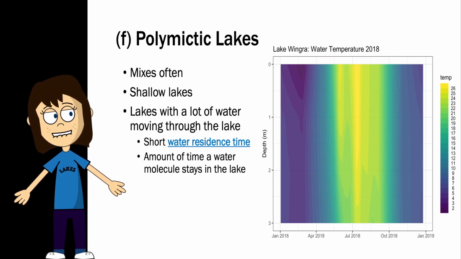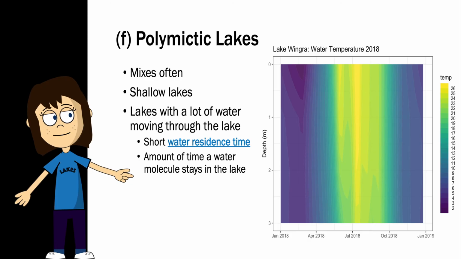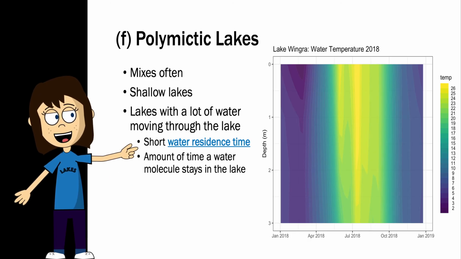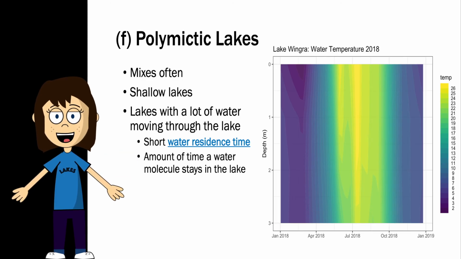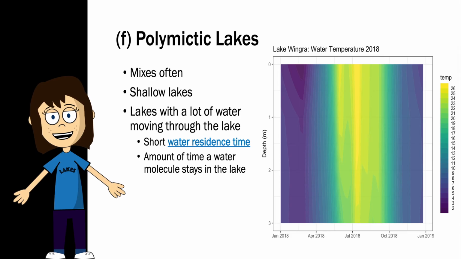Here's a water temperature profile from Lake Wingra in 2018. You can see that this water temperature graph looks very different from the ones from the dimictic lakes earlier. Although Lake Wingra is inversely stratified under the lake ice in the winter, it's fully mixed the rest of the year. And this is because Lake Wingra is very shallow, only about 3 meters deep.